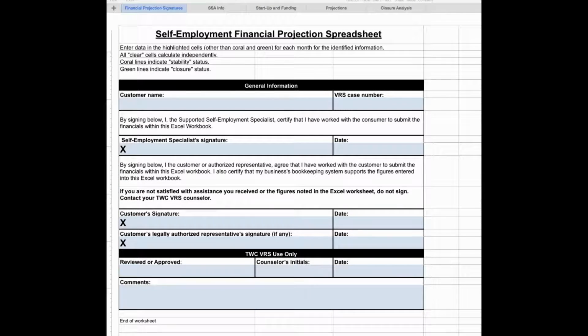There are 5 worksheets in the VR1805-2, each represented by a tab along the bottom or the top of the spreadsheet. The tabs are labeled as follows: the Financial Projection Signatures tab, which will be completed once the financials are finished and ready to submit to Texas VR.